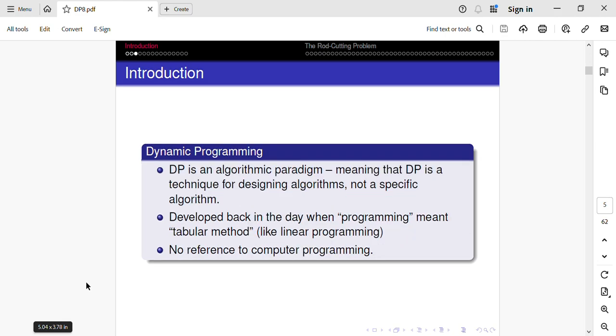It is an algorithmic paradigm. That means dynamic programming is a technique for designing algorithms. It is not a specific algorithm. It was developed back in the day when programming meant using the tabular method. That means saving solutions in a table and retrieving solutions from tables, like linear programming. It does not refer to computer programming.